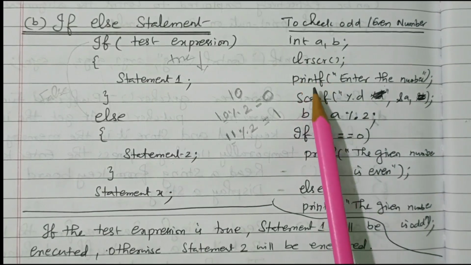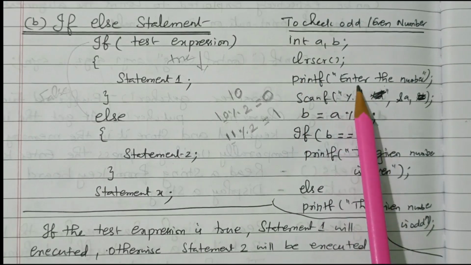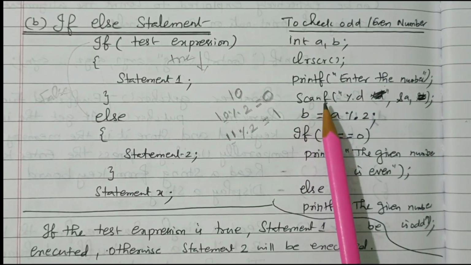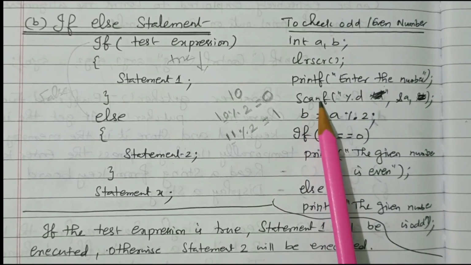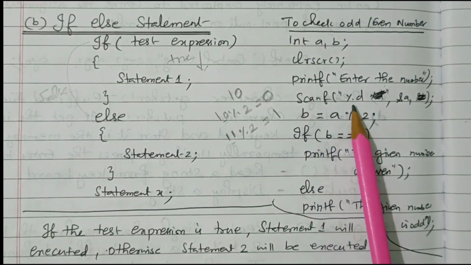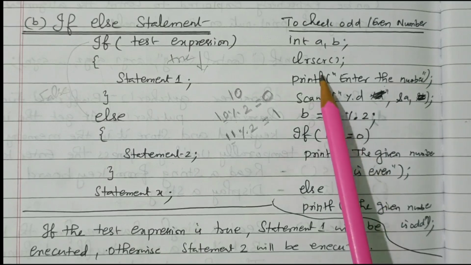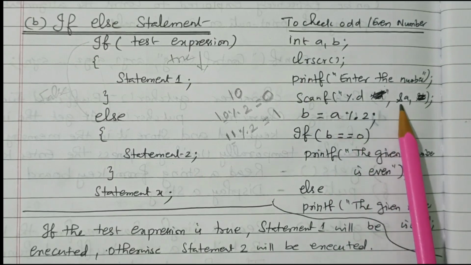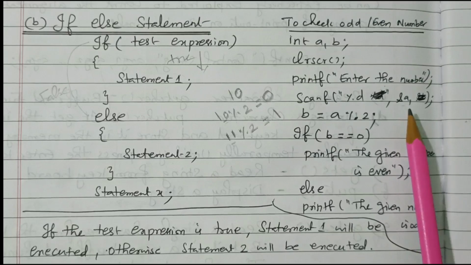Clear screen, then print, enter the number. We ask the user to enter the number. This is the scanf. The scanf function is used to read data from the user, from the keyboard, right? Percentage d indicates integer data, percentage f means floating data, and ampersand of a means the address of a. It will store in a particular address, right?